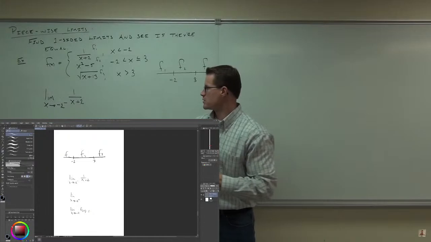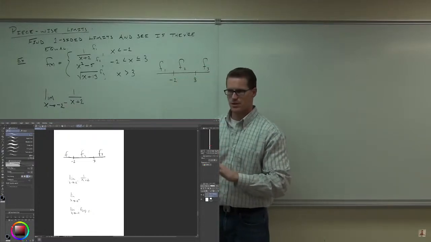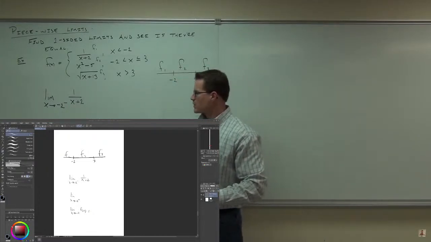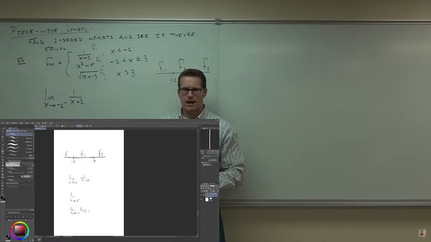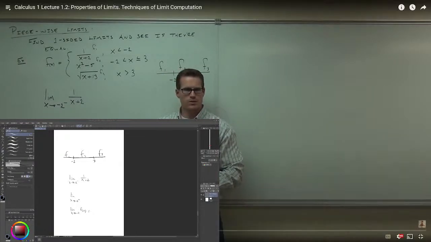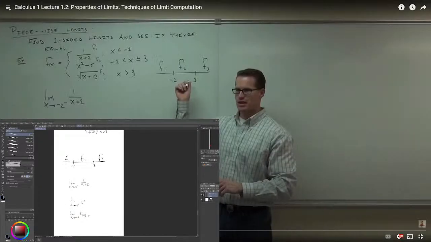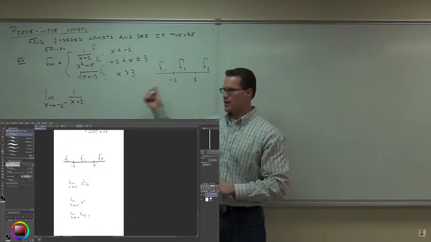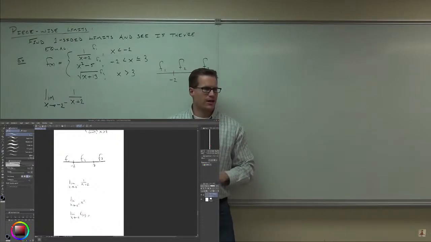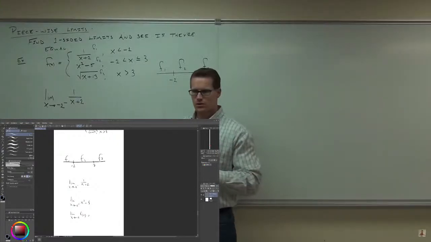This one, by the way, is going to be the hardest, for some reason. How about going from negative 2 from the right-hand side? What function would we be using? Function 2. Isn't this kind of nice? Now, function 2, what's the actual function 2? So write that.